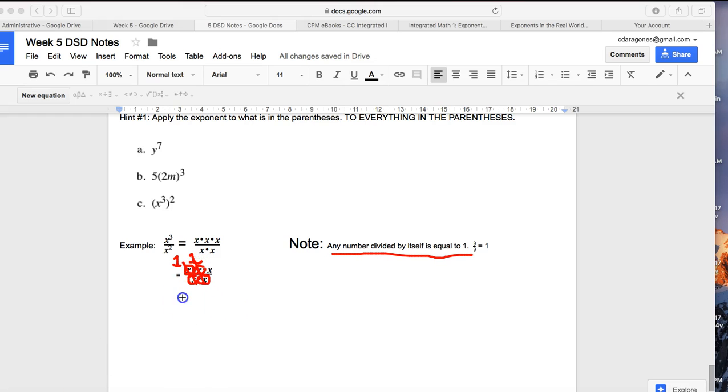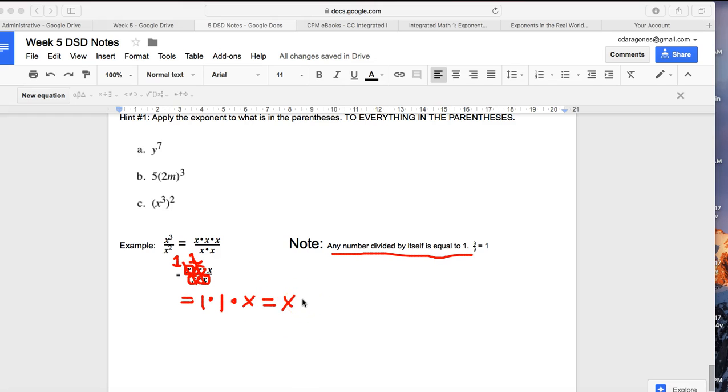Okay? So this is really 1 times 1 times x. And any number times 1 is just itself. So 1 times 1 is 1, and 1 times x is just x. So this complicated looking expression of x cubed over x squared can actually just be simplified to x.